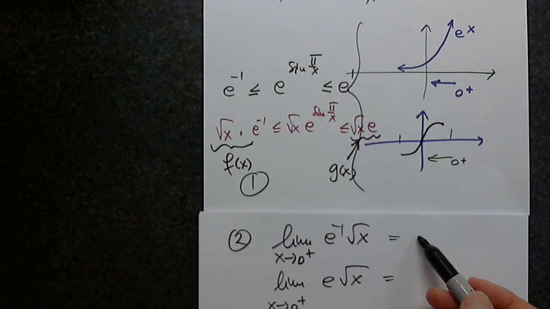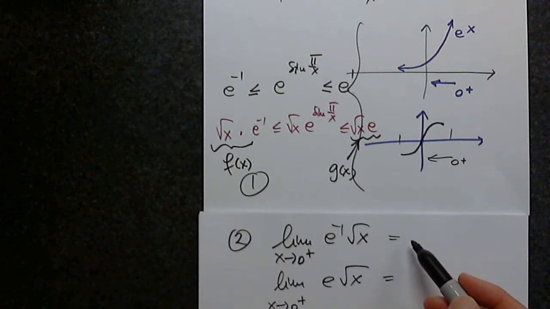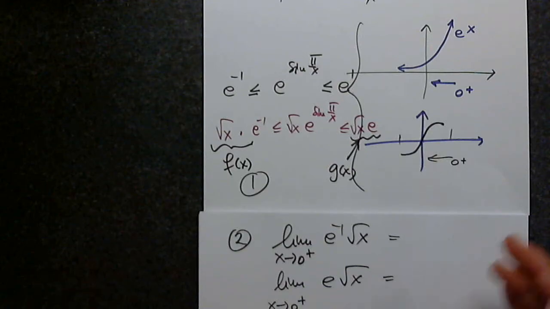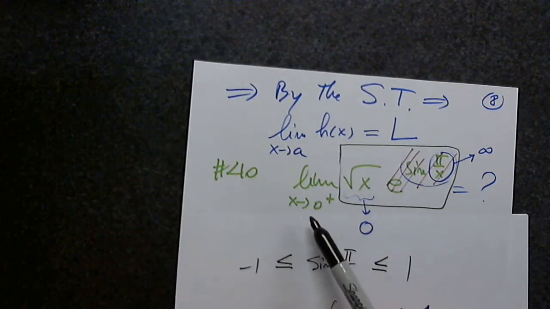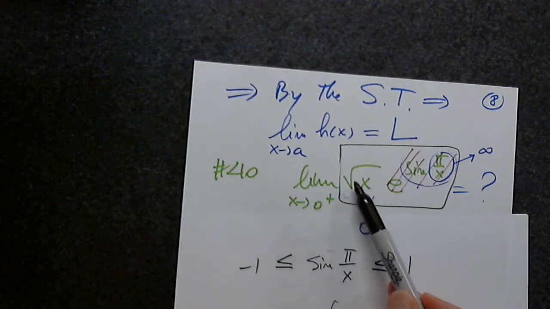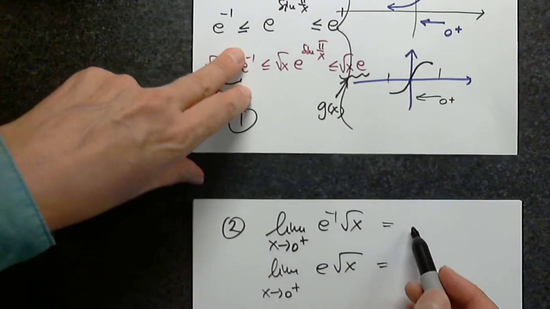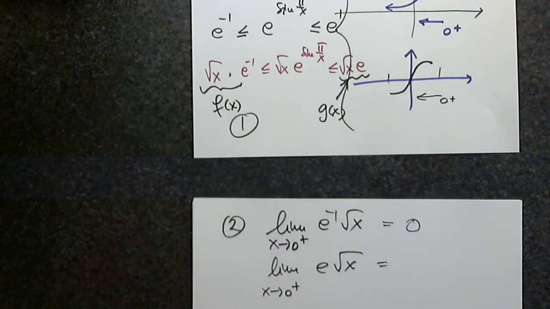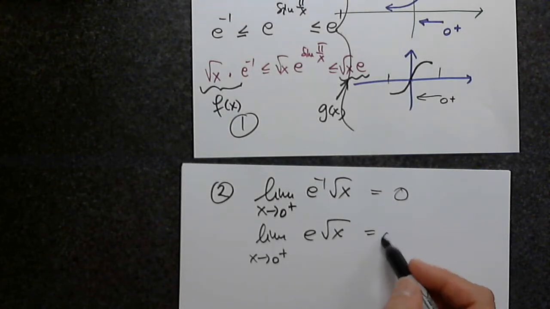Well, e is constant. So 0 from the right. Where does this go? We just wrote it here, right? As x approaches 0 from the right, the square root of x goes where? Good. So where does this go? 0. Of course. It's a constant times 0. Where does this go? 0.